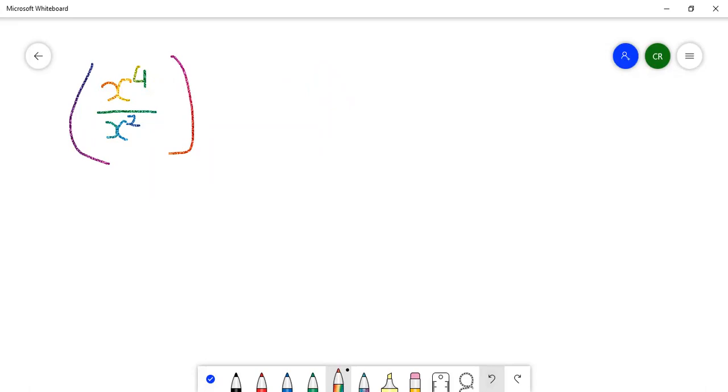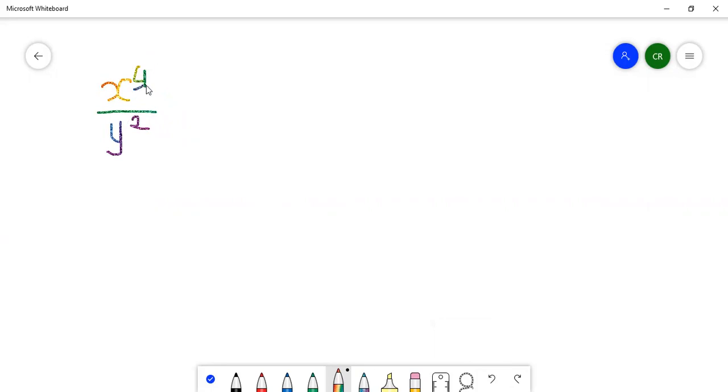Now comes the challenging question. What if it was x to the power 4 divided by y to the power 2? The bases are different, exponents are different. How will you solve it? We didn't study any law for it. So the first rule is that the exponents of both the bases, both the numbers, should be the same.